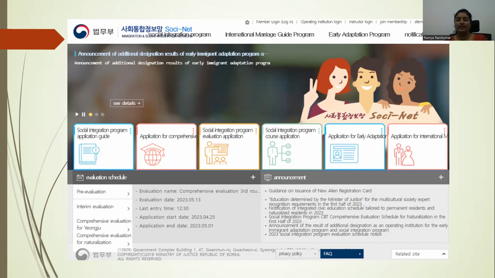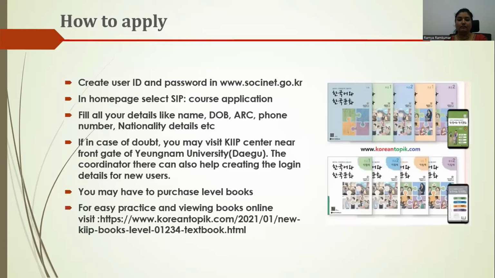And there is a coordinator located in that center. They can also help you create the login ID and password. I'm sure near every university or in every city, there will be a lot of KIIP centers wherein you can go and ask for help in case you are not able to create the ID and password, right? Okay, so that's regarding the website.